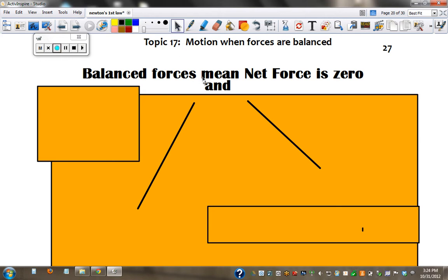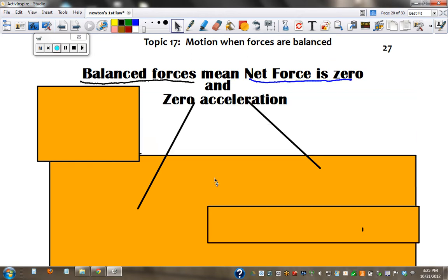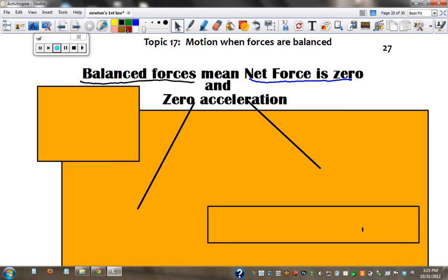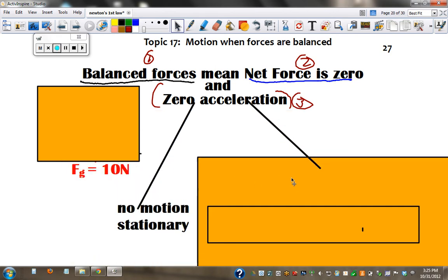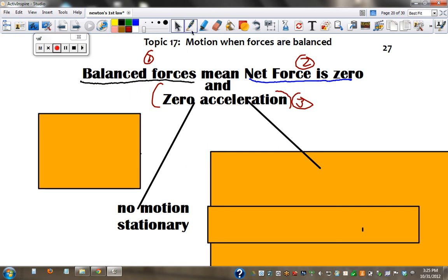Balanced forces mean net force is 0. So when you know this, you also know this. And one more thing, there's also 0 acceleration. So when you know 1, you also know 2 and 3. Now, if you know forces are balanced, what type of motion are we going to experience? Well, the first is no motion, or we call that the object's going to be stationary at rest.